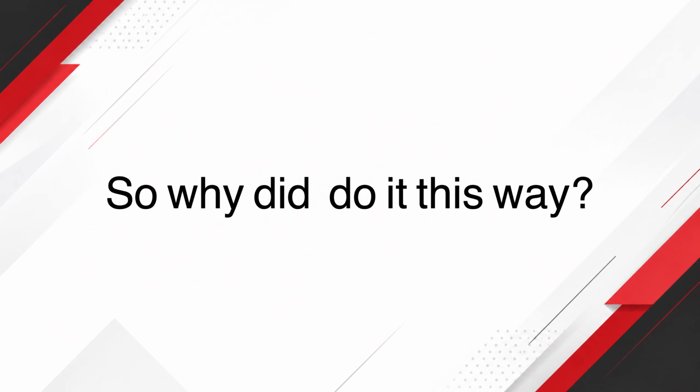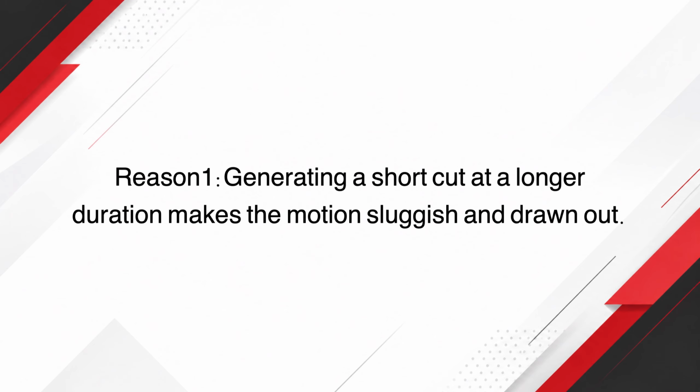Normally, generating one cut at a time gives you more control. So why did I generate multiple cuts together as a single video from the start? There's a good reason for that. Reason 1. Generating a shortcut at a longer duration makes the motion sluggish and drawn out. Action scenes hit harder when you use shortcuts, sometimes even under a second, but the minimum generation length in Seedance 2 is 4 seconds. If you try to force a sub-second cut into a 4-second generation, you end up with sluggish, drawn-out footage that kills the energy completely.